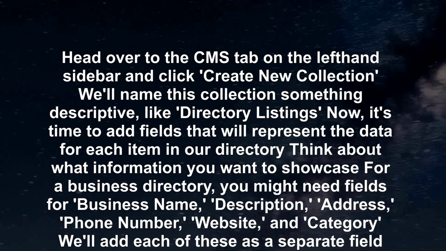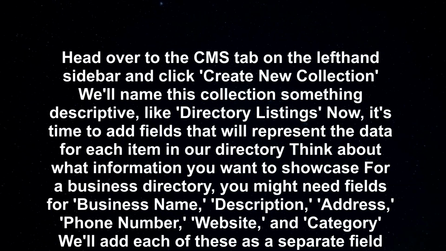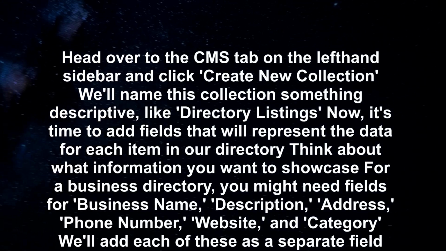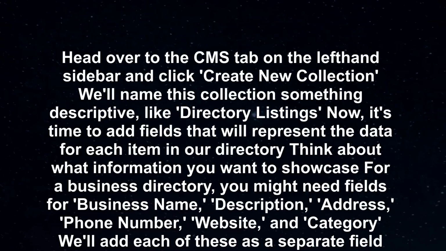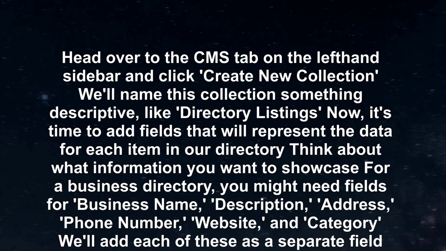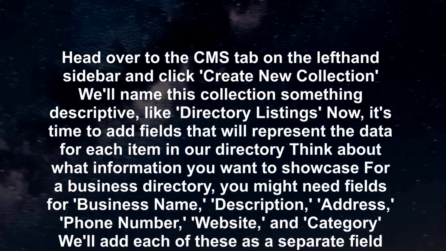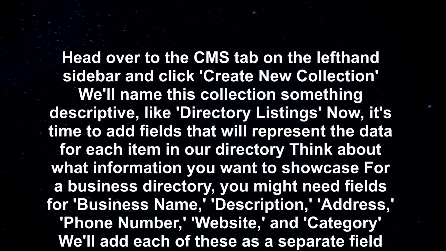Now, it's time to add fields that will represent the data for each item in our directory. Think about what information you want to showcase for a business directory. You might need fields for business name, description, address, phone number, website, and category. We'll add each of these as a separate field type, for example. Business name would be a text field, description a rich text field, and website a URL field.